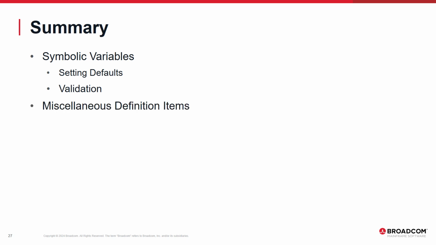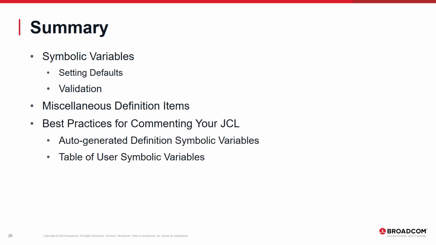Next, we covered a few more definition parameters. The PGM name parameter on a job definition provides a convenient way to organize jobs using the same program on BrewList. And the upper and mixed case parameters on a variable definition controls automatic casing where needed. We covered some best practices for commenting your JCL by adding comments to include auto-generated definition variables, as well as a table for user-defined symbolic variables, all to provide context when viewing the output of your job.